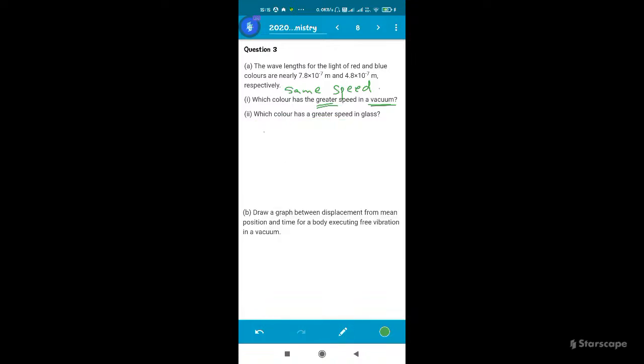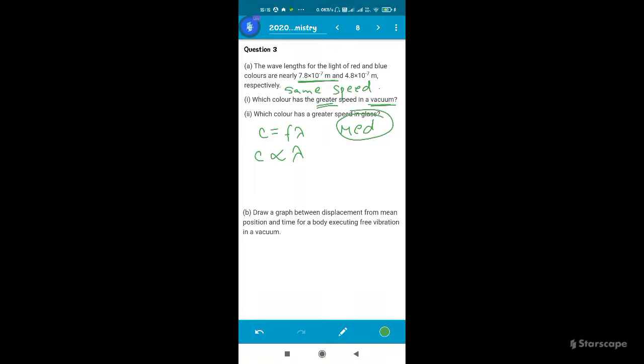So we know the formula is C = fλ, and we see that C is directly proportional to λ. That means the speed of light is directly proportional to its wavelength. So out of blue and red, we see that red has a larger wavelength, isn't it? So red will have a greater speed also, because speed and wavelength are directly proportional to one another. Hope you have understood this question also.